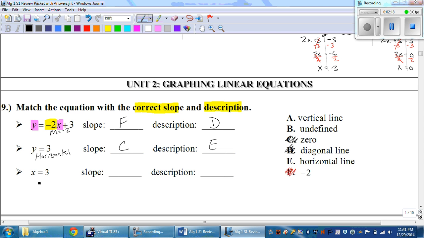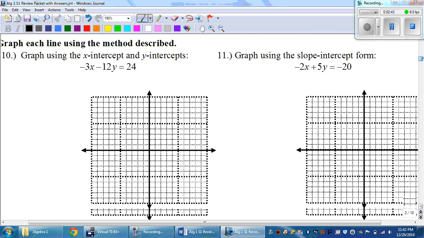Just like when you have an x equals, you should know that that is a vertical line. Okay, so vertical was A, that's our description, and all vertical lines have an undefined slope. Okay, those are things that you just need to memorize or put them on your note card. All right, let's turn it over.